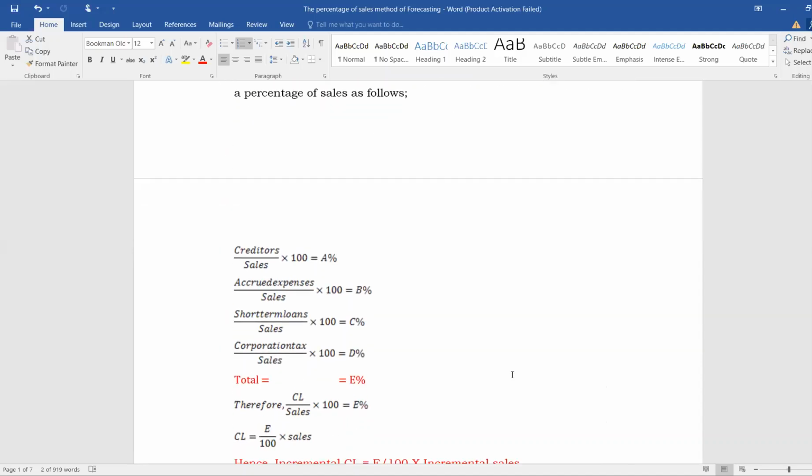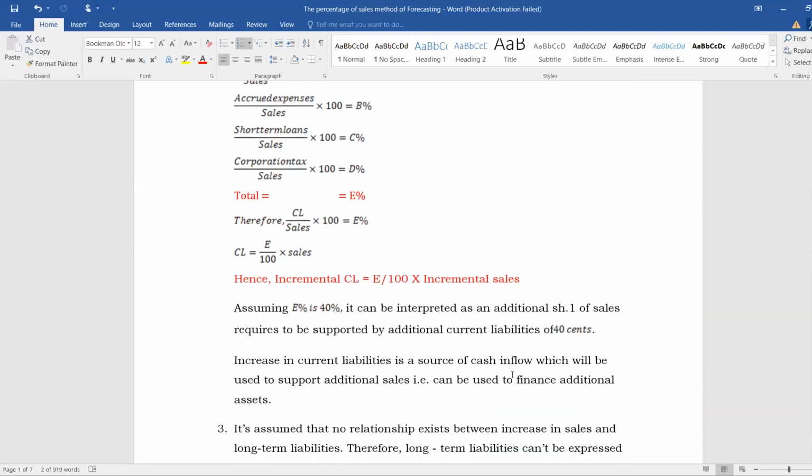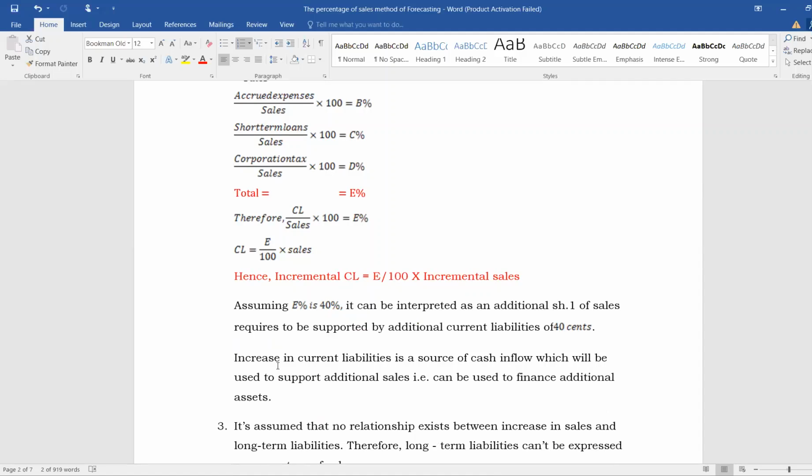And now you can confirm from the second assumption that part of that increase in assets will be financed from the short-term sources by 40 cents.